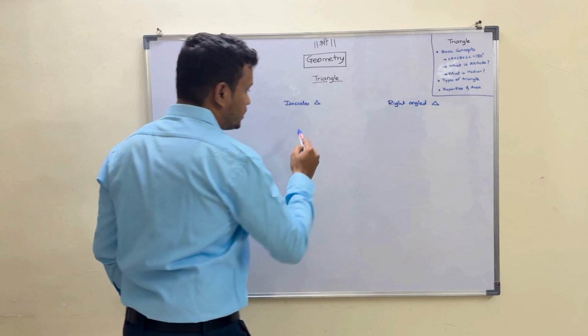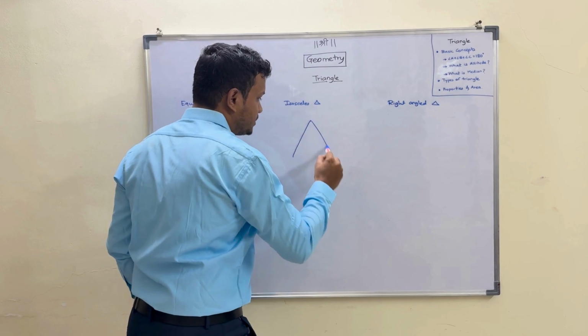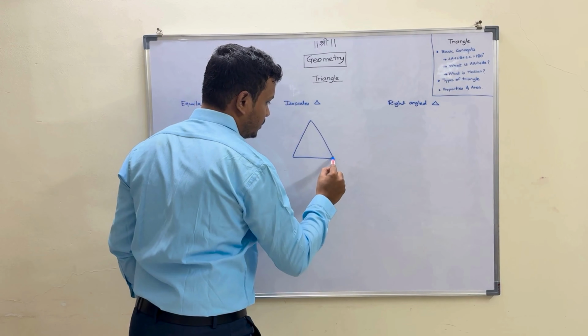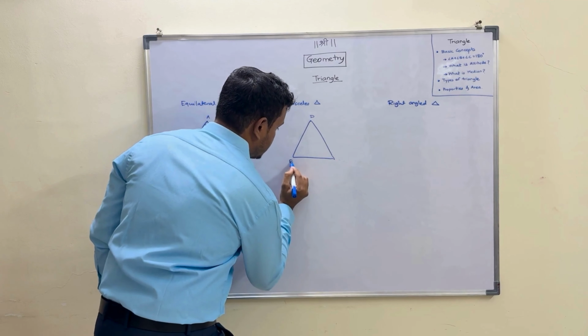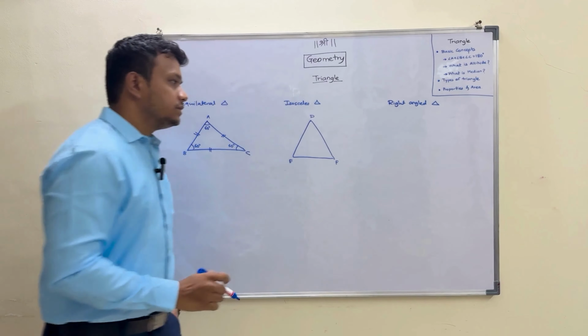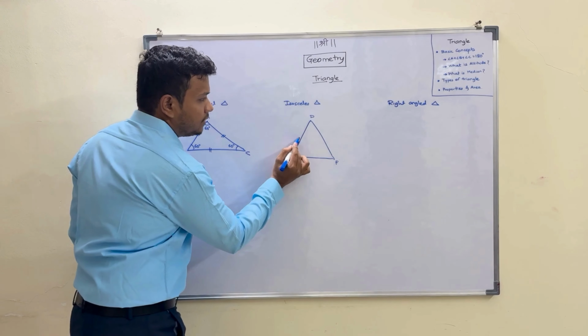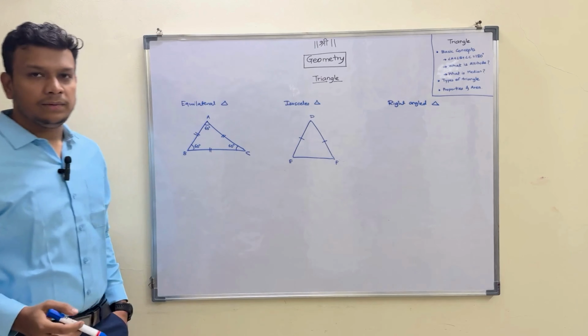In isosceles triangle, if two of the sides of the triangle are same, we call that triangle as isosceles triangle. So in this case, side DE and DF, I'm marking them as equal.